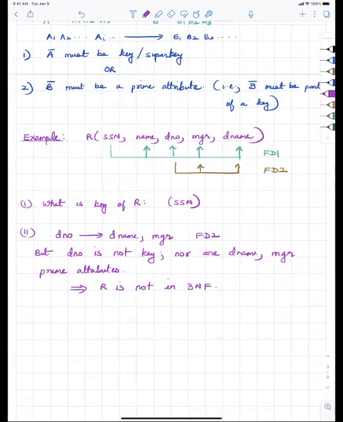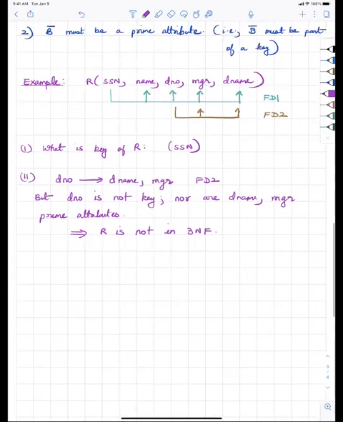So if R is not in third normal form, that means there is redundancy in this table. If you have 10 people in department number 5, you have to write manager and D name 10 times. So this is not a good design. So you need to divide R into two tables, R1 and R2, that are in third normal form. In order to divide it, we are going to use the third normal form decomposition algorithm.